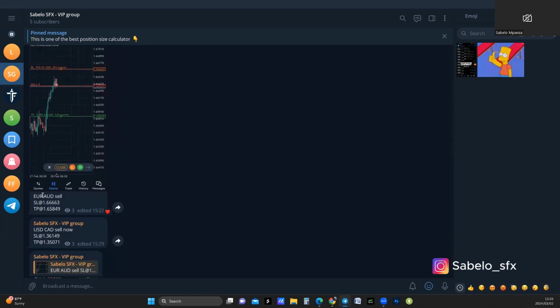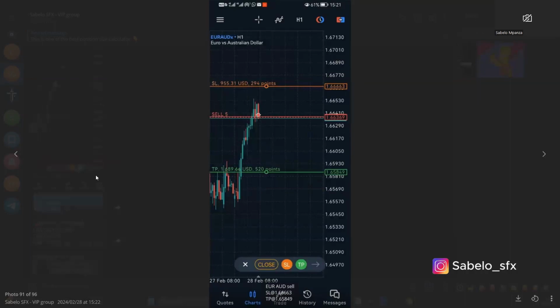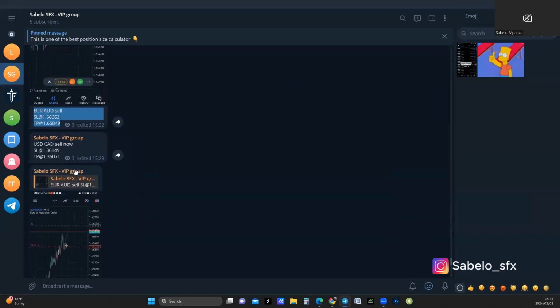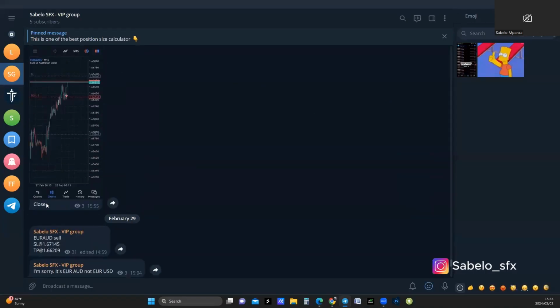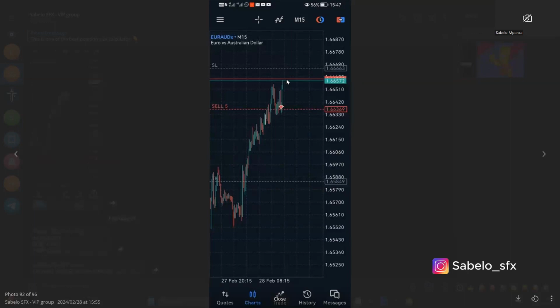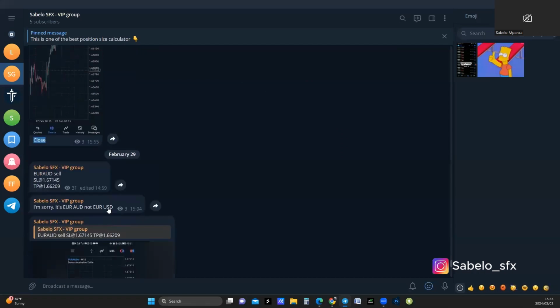Another sale on Euro AUD. Let's see this one. Okay, it went up. I told them to close. I told them to close because, when it spikes like this, there's a high chance that it's going to take you out. So there's no need to wait for stop loss to be hit. When I see that, okay, there's no way that it's going to continue dropping, I just tell them to close. Okay.